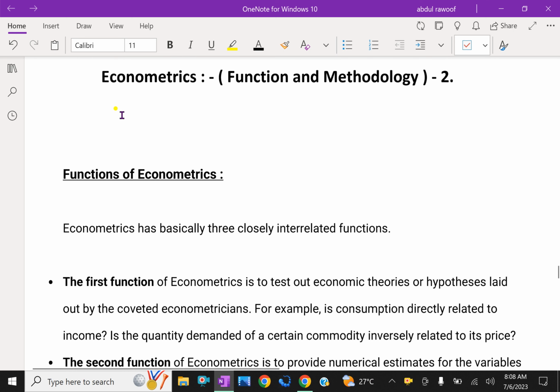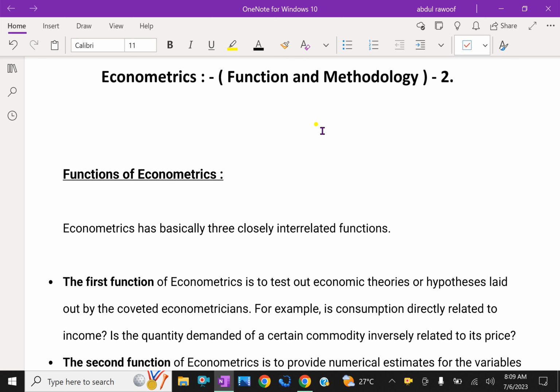Welcome to academy.com. In econometrics, let us discuss the functions and methodology. Econometrics has basically three closely interrelated functions.